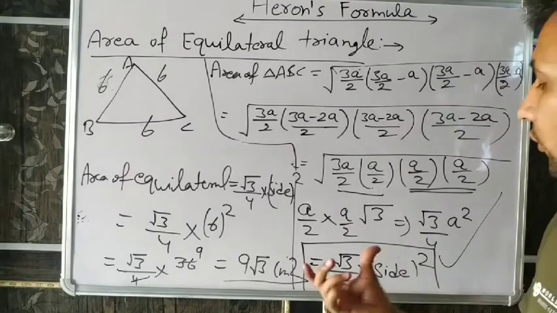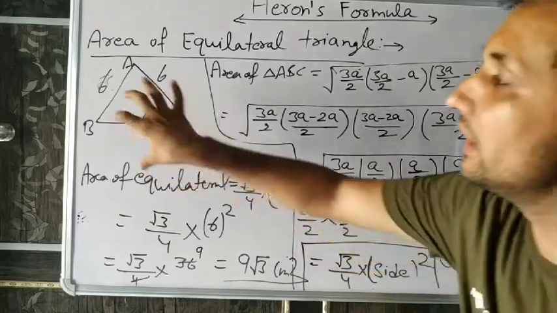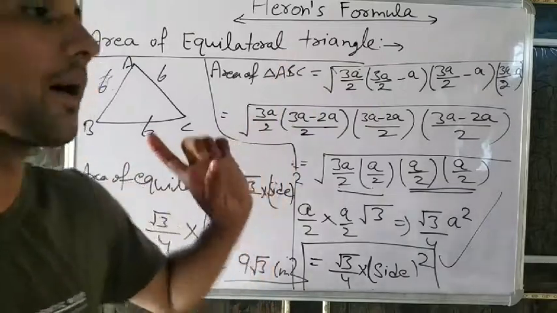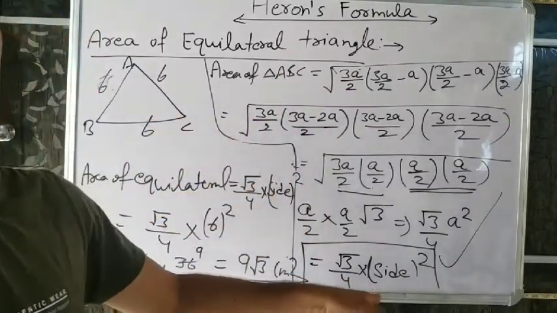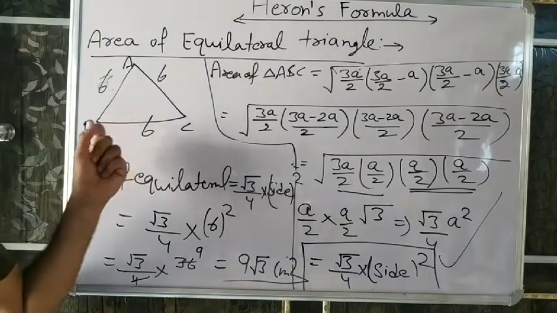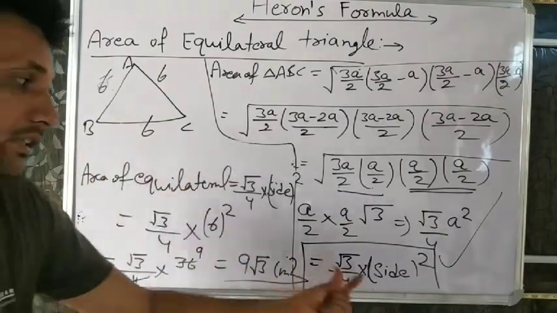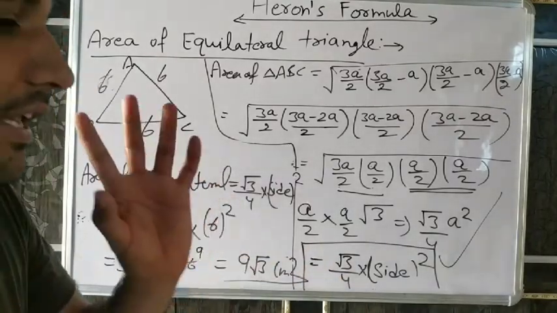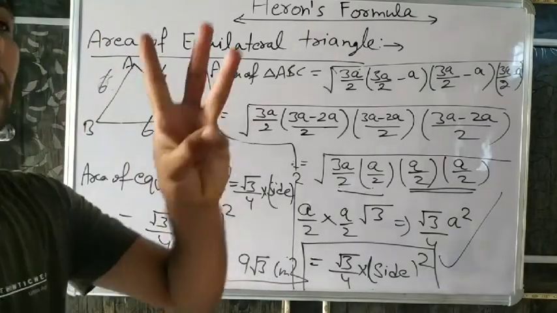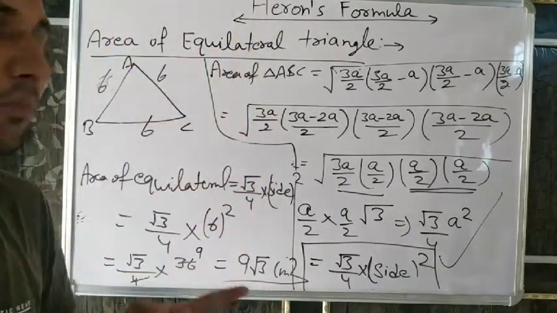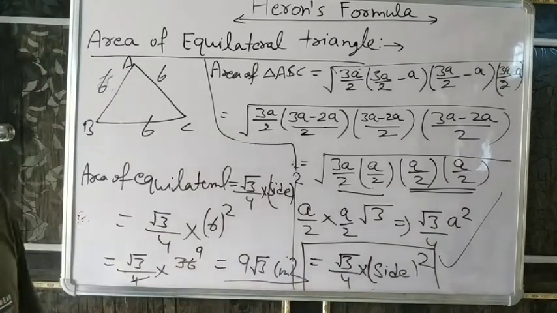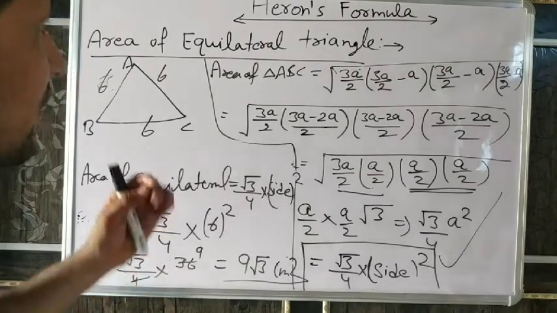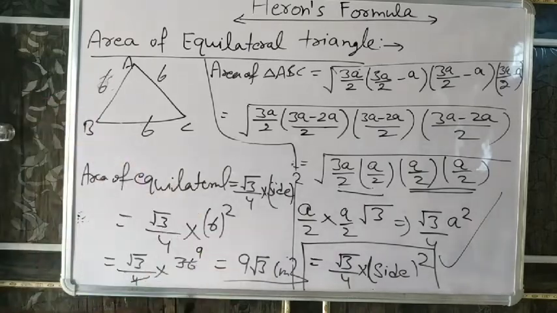If you don't remember this formula, we can find the area of a triangle, any triangle, by Hero's formula. But this is the shortcut of Hero's formula. If the triangle given is equilateral, this formula is used only in an equilateral triangle. So the area of an equilateral triangle we can find by three methods: by Hero's formula, by this formula, and second is 1/2 base into height. Understand? Next, now we will discuss when the triangle given is isosceles.